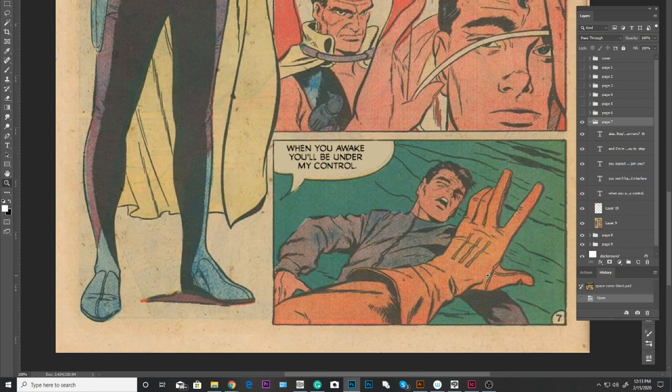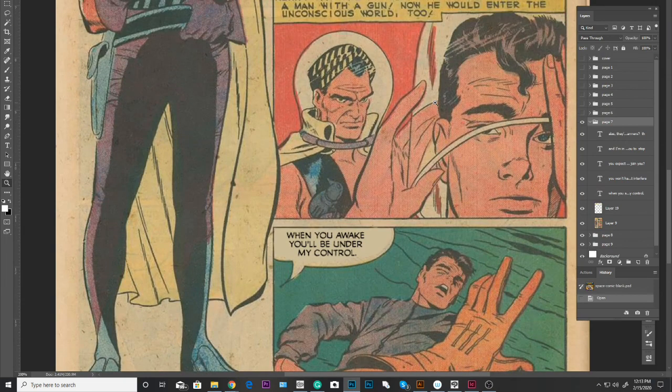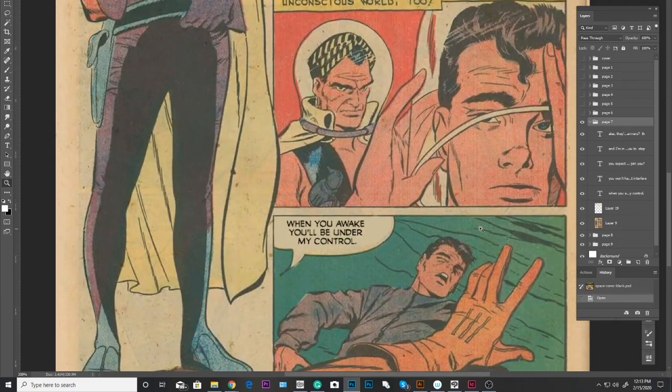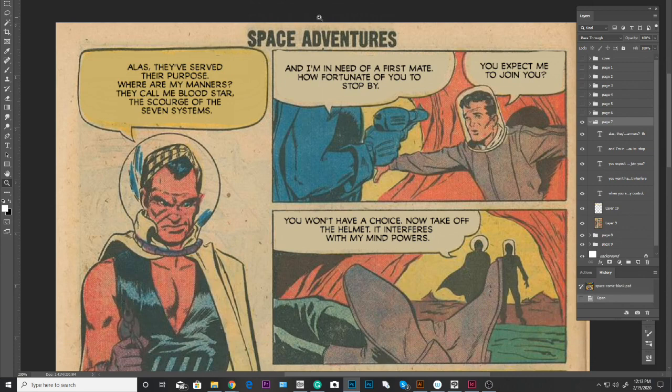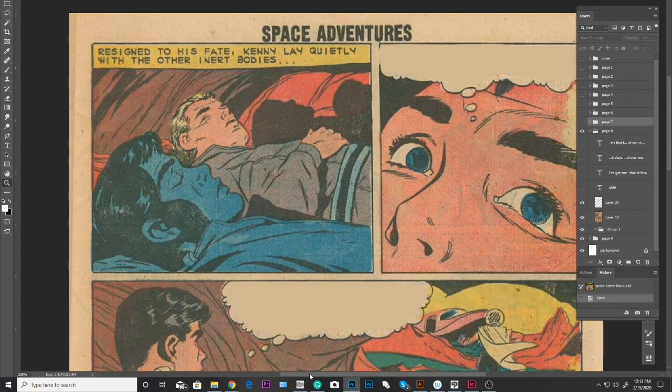So he kind of waves his hand and he falls asleep. Now in the story, I'm guessing he's passing out because of the atmosphere. I'm kind of changing that around a little bit, that this pirate's got some kind of mind control powers. So we've got a caption here.